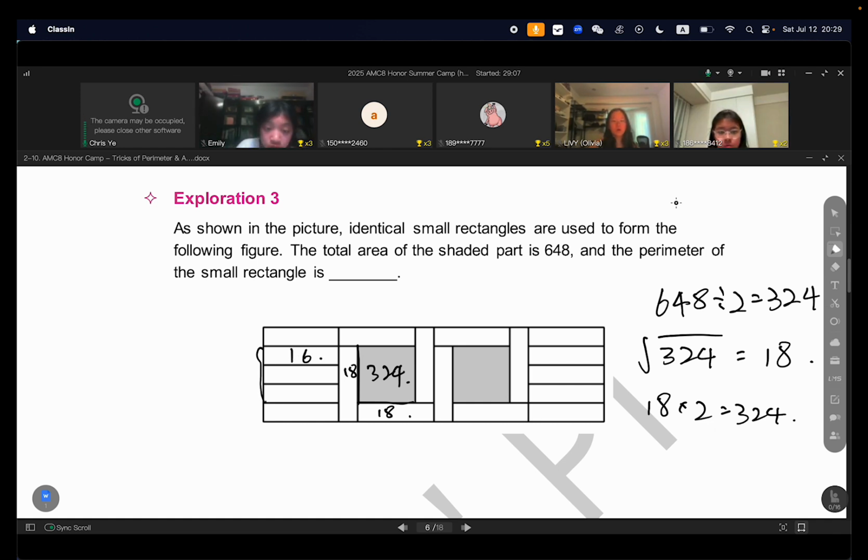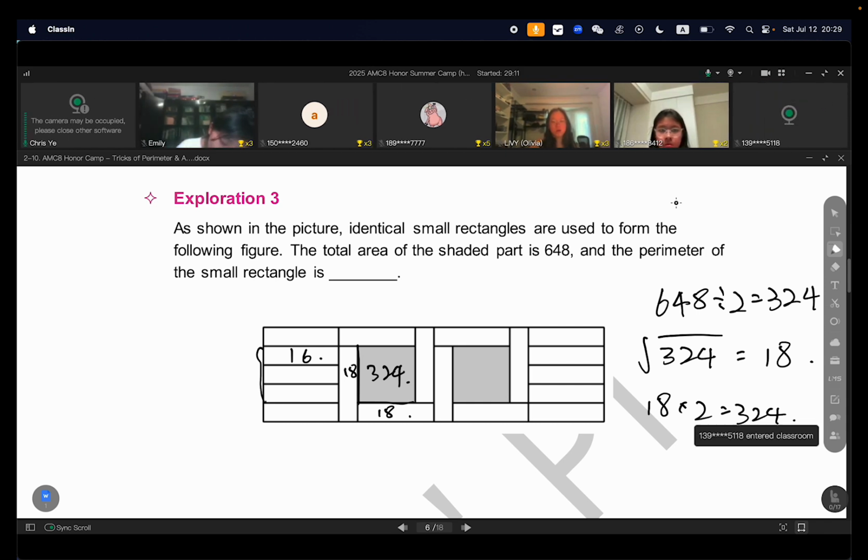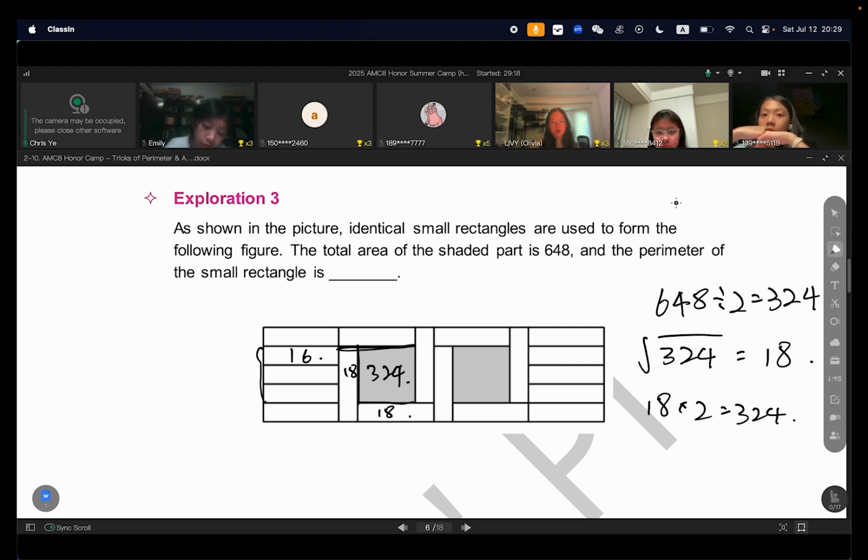And as you can see from here, the long side length of a rectangle, the length of the rectangle, is going to be 18 plus the width, which is 18 plus 6 equals 24. So the perimeter of the small rectangle is (24 plus 6) times 2 equals 60.